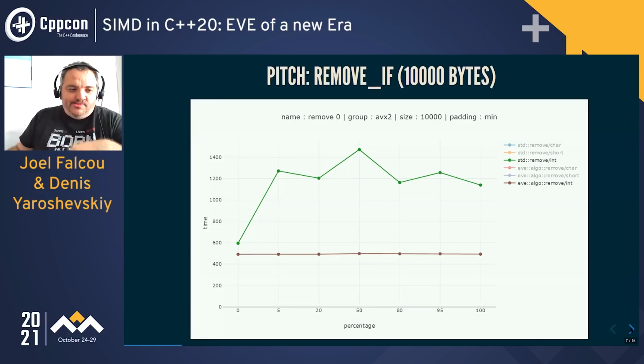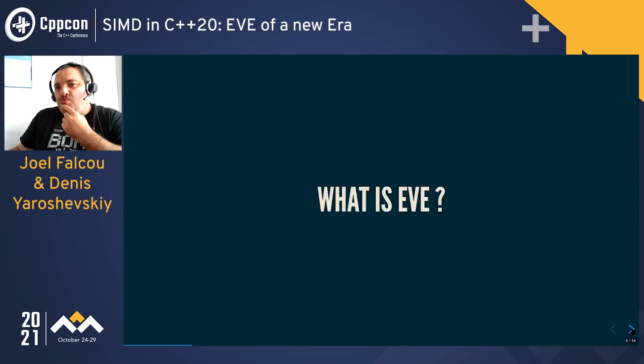Okay, so that was a bit of a flashback, but how can we actually get there? To do so, we designed a library which is called Eve, that helps us write those kind of things and a bit more. And what we'll be doing is looking at how these things work. So let's dive into it.